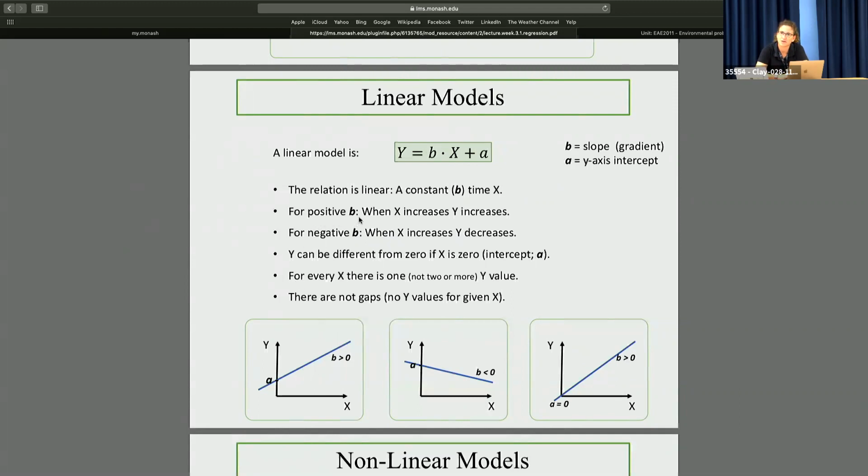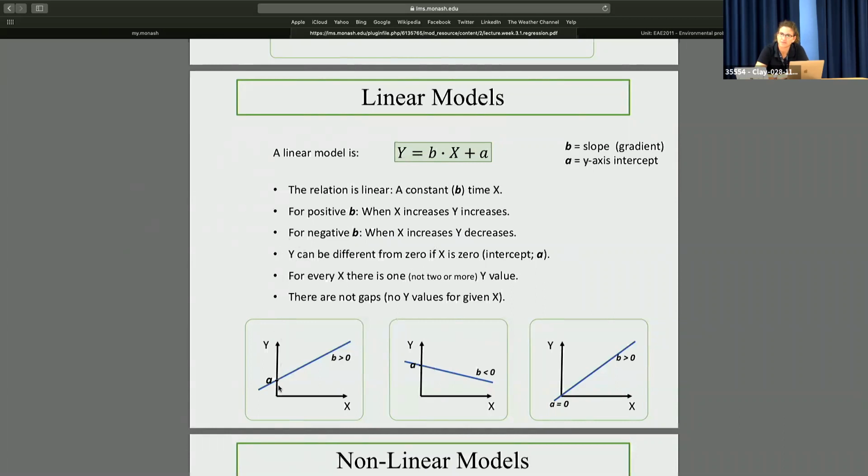And what I know is that when the slope is positive, when b is positive, I have a relationship where as x increases, y increases. If the slope is negative, as x increases, y becomes more and more negative, or smaller and smaller.